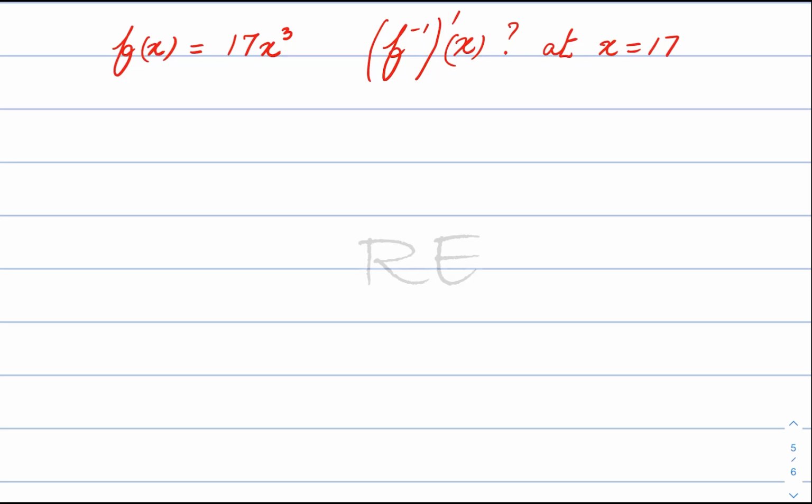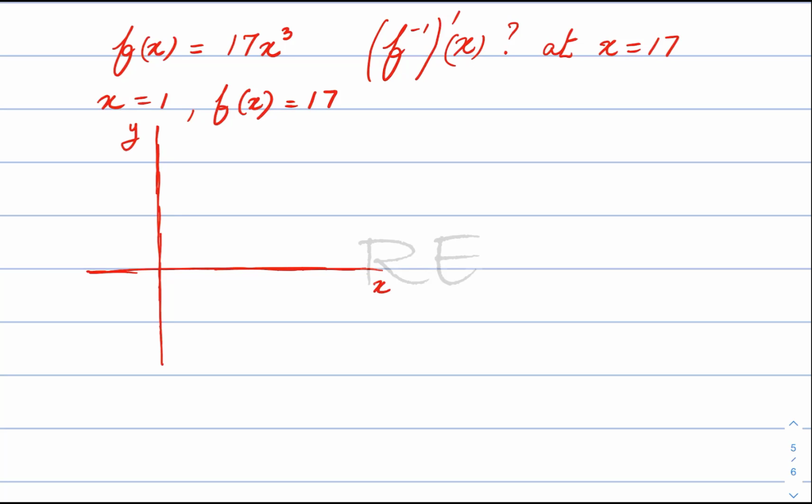What do they want? They want the derivative of the inverse of f of x at x equal to 17. Now we know that the point 1/17 belongs to the curve, the original function, because when x is equal to 1, f of 1 is 17.